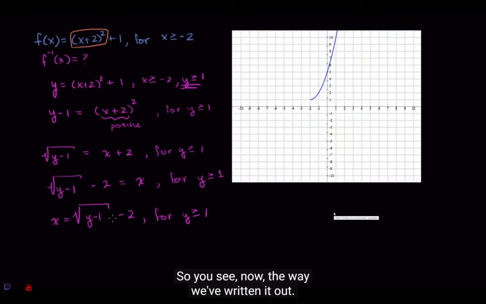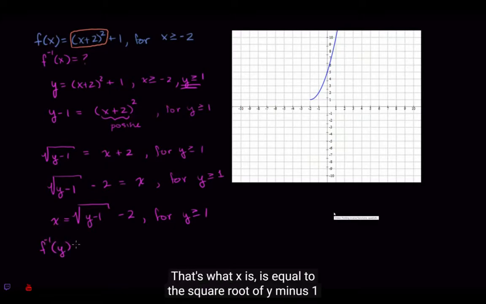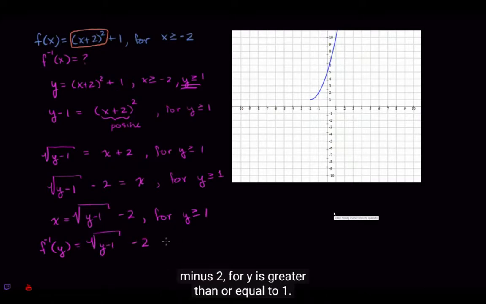So you see now, the way we've written it, y is the input into the function, which is going to be the inverse of that function. X is the output. X is now the range. So we could even rewrite this as f inverse of y, that's what x is equal to: the square root of y minus 1, minus 2, for y is greater than or equal to 1. And this is the inverse function.